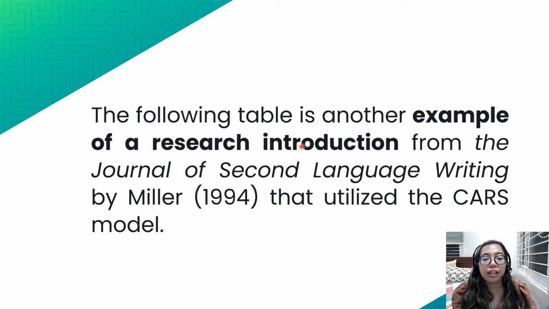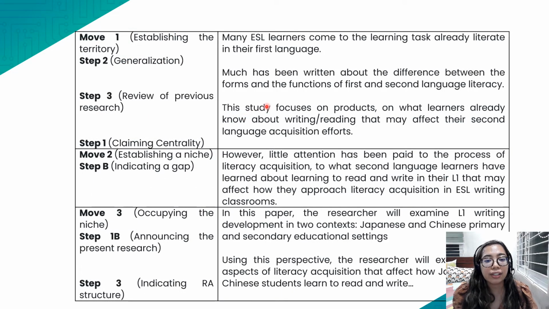And another example is from a research article from the Journal of Second Language Writing by Miller in 1994. So they utilize the CARS model. So ginamit yung Move 1, Move 2, Move 3, and then nag-Step 1 ulit or claiming centrality. And then sa Move 2, nag-indicate siya ng gap. Move 3, nag-announce siya ng present research, and then pwede rin na in-announce niya yung structure ng kanyang research article.